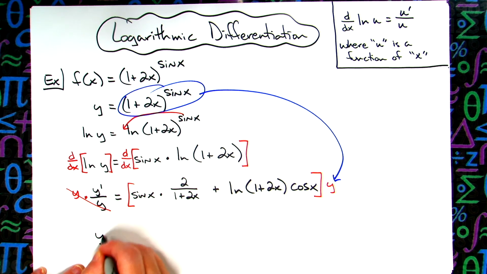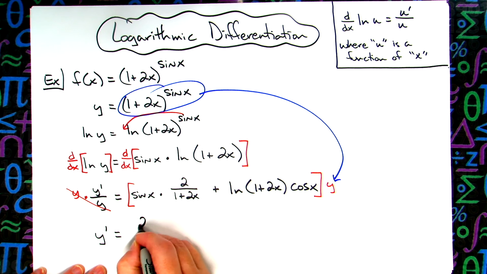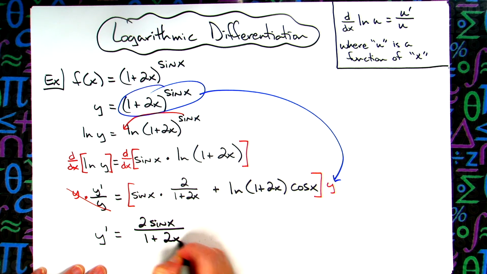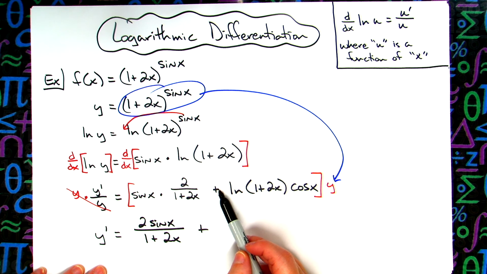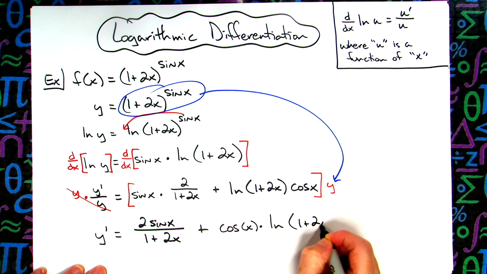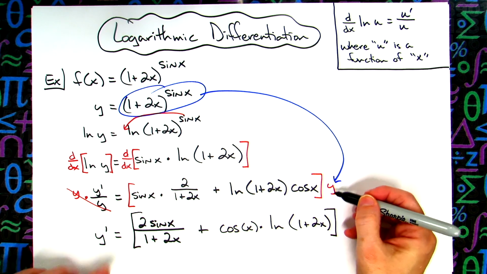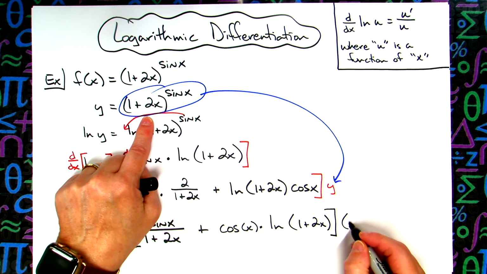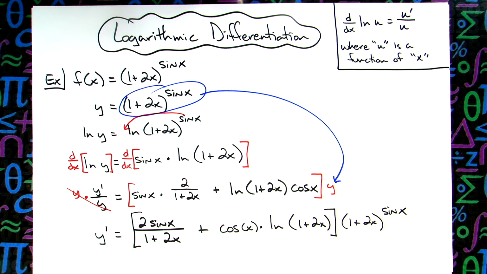So we're going to have y prime is equal to, let's go ahead and multiply this, clean this up a little bit, 2 sine x all over 1 plus 2x plus, let's go ahead and take this cosine x and move it in front. So cosine of x right here times the natural log of 1 plus 2x. So nothing really new there, just doing some cleaning up here. Replacing this y with what it equals, we'll have (1 plus 2x) raised to the sine x.